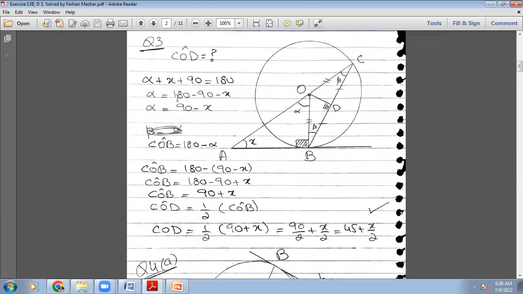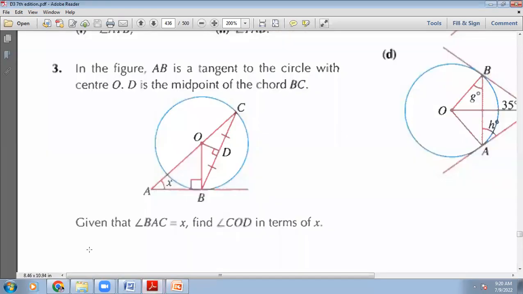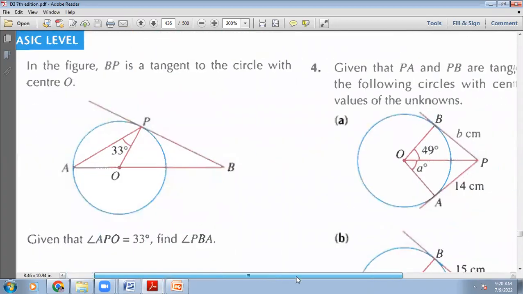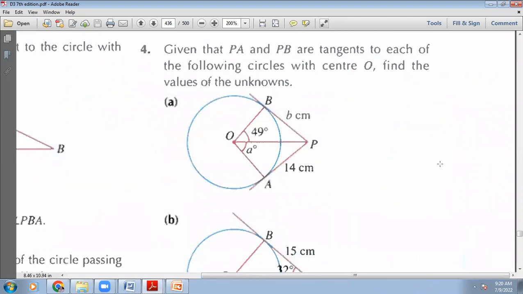So let me reduce the size so you can see the whole question together. So on your screen, the question number 3 is showing up, and there can be more than one method to solve this question. This is one of the methods which I have used, and I hope that you have understood. Okay. Now we are going to the next question. The next question is question number 4. And he says, given that the PA and the PB are tangents to each of the following circles with the center O, find the values of the unknown.